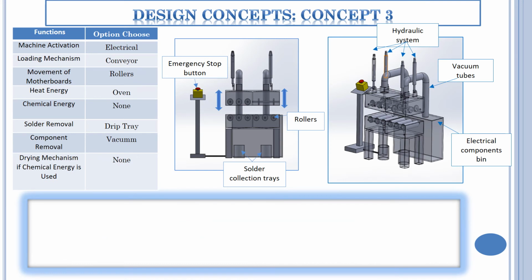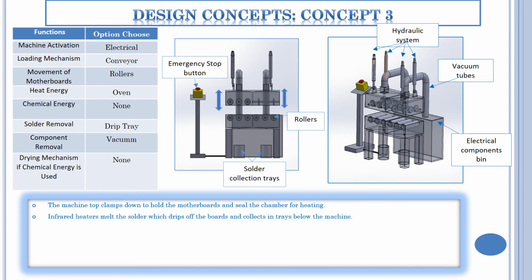The third conceptual design takes a different approach to motherboard disassembly. Rather than chemically removing the solder, infrared heaters are used to melt the solder in a fully enclosed chamber. The hydraulic system shown above acts to close and open the chamber as part of the machine's operation. Motherboards feed to and from the machine in oriented pairs via a conveyor belt until they align on either side of the chamber for processing.